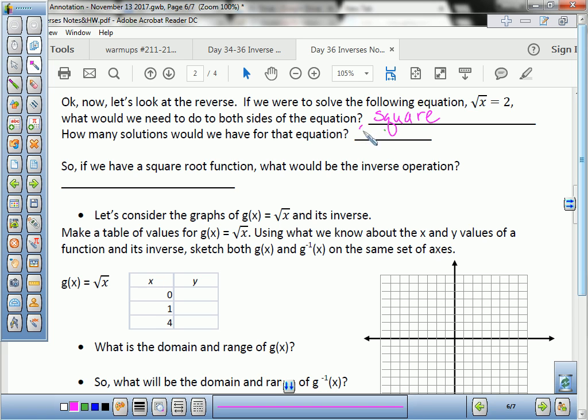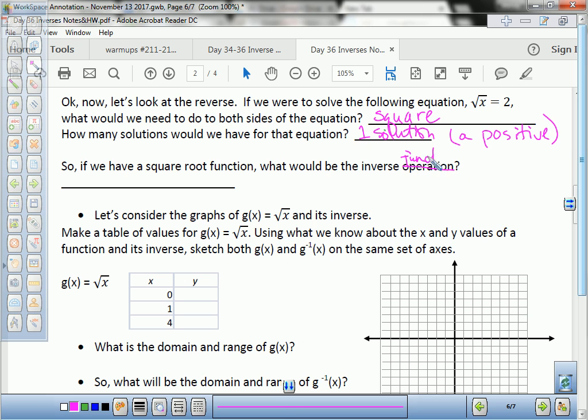Okay, and when we square, we only get one solution. And whenever you square something, that solution is just positive. We only get one solution that's positive. So if we have a square root function, the function that would be its inverse is a restricted quadratic. It would be a quadratic that has a restricted domain.